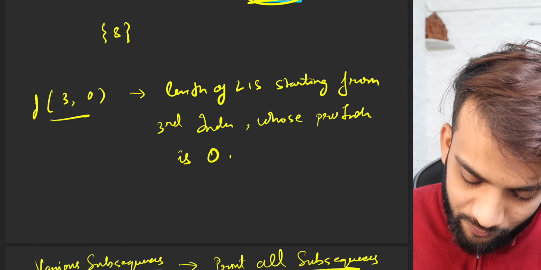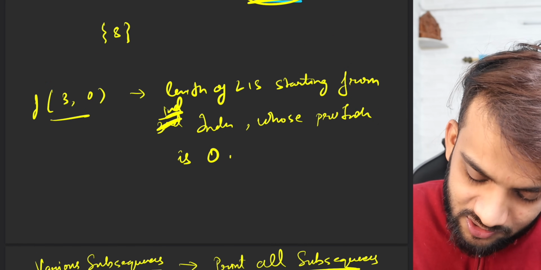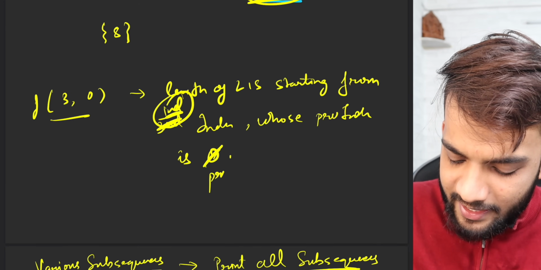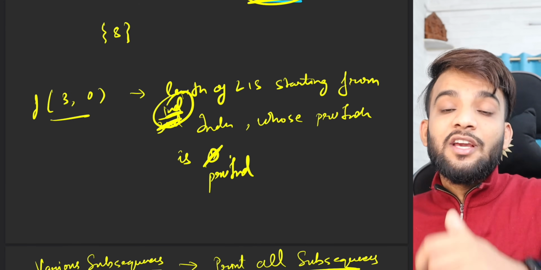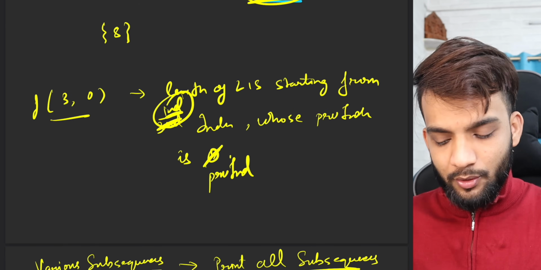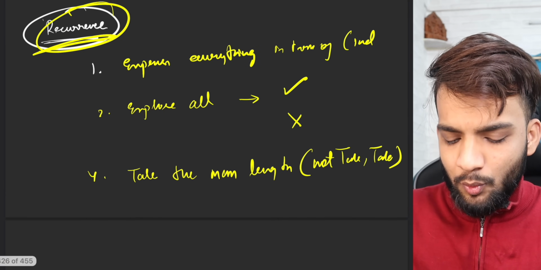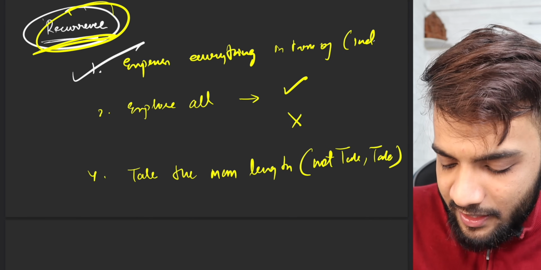So instead of the third index I can write index, and instead of this I can write previous index. That is the definition of the function that we will define. Now since the definition is clear, we have expressed everything in terms of index and previous index. So let's write it super quick.